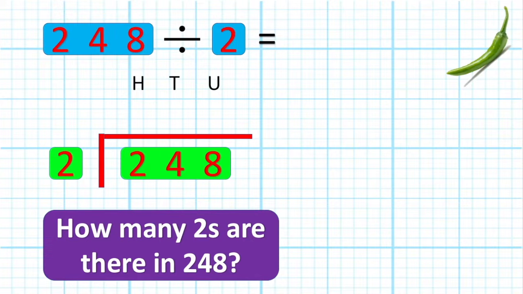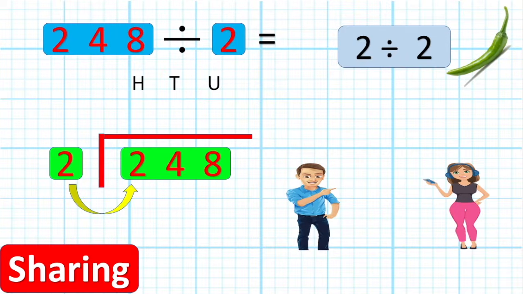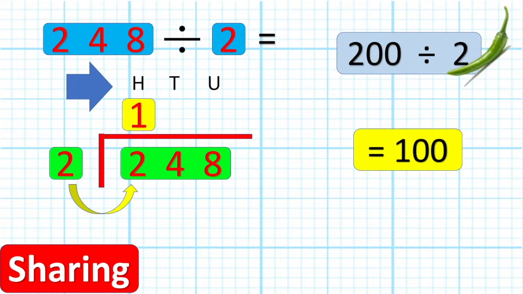So, if we're going to look at this first part, 2 divided by 2, how many 2's are there in 2? Let's share it out. Well, it's 1. We can share it evenly once. Okay, but the question actually said, how many 2's are there in 200? And the answer is actually 100. Let's just keep that in the back of our minds for our own understanding, okay?